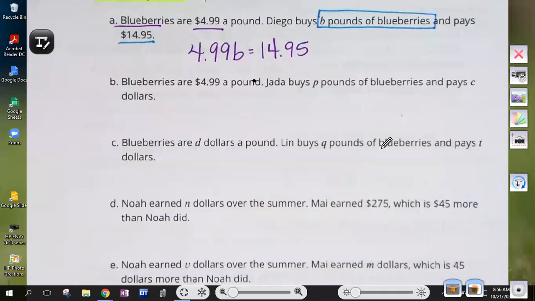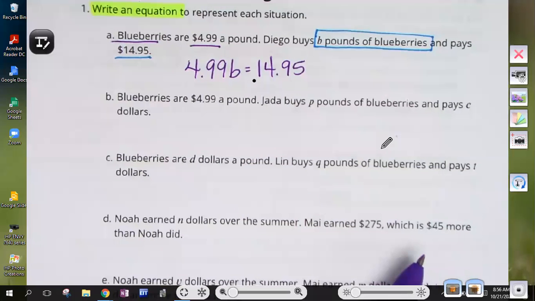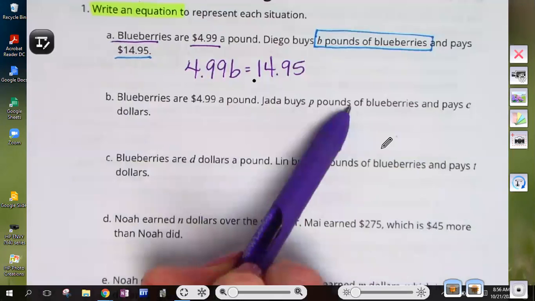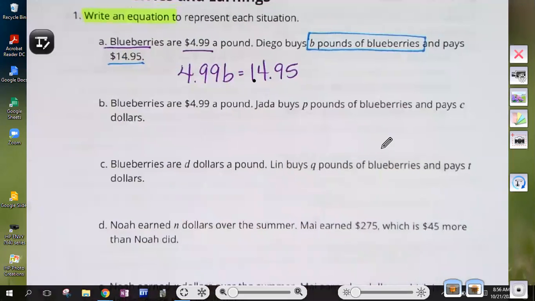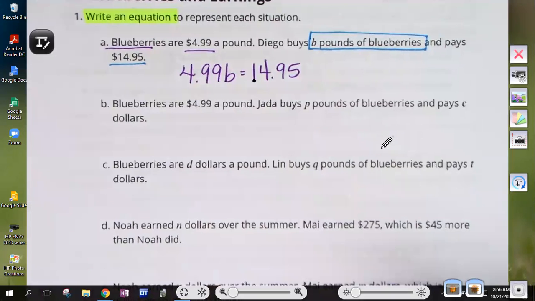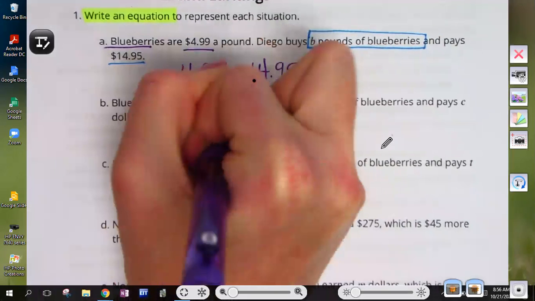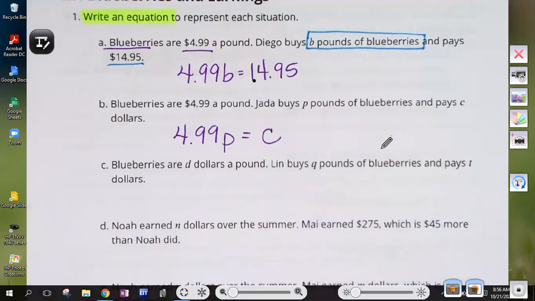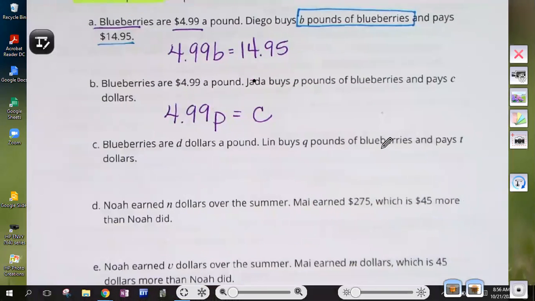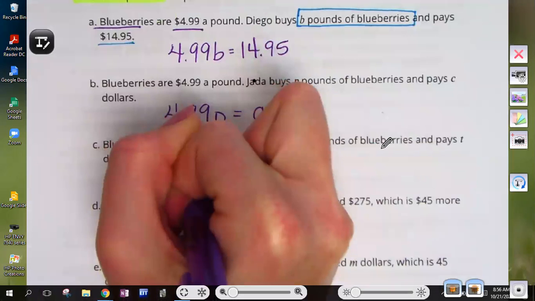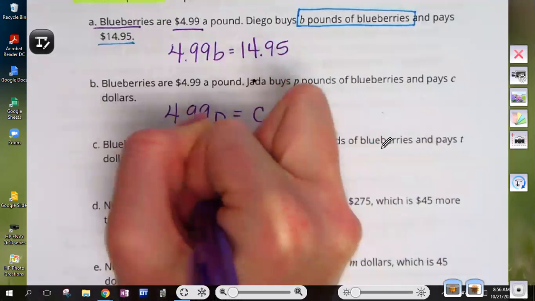Okay, same situation. We're still talking about blueberries. They're $4.99 a pound. Jada buys P pounds and pays C dollars. How would we represent that as an equation? Hayden, 4.99. Okay. Good. And C, what about that one? Jordan. We divide Q times Q equals C.